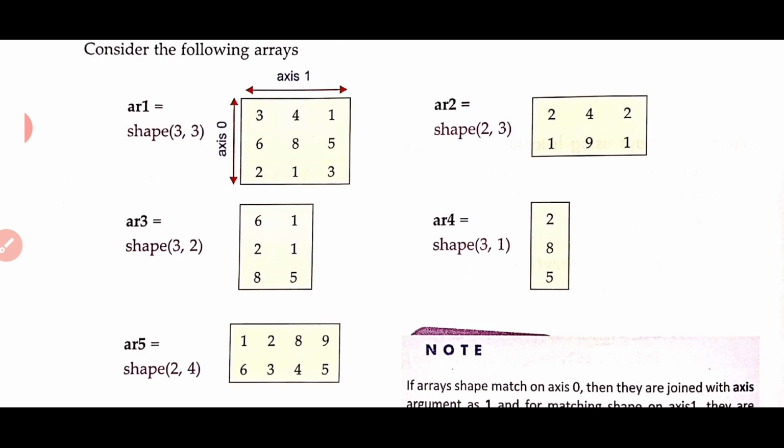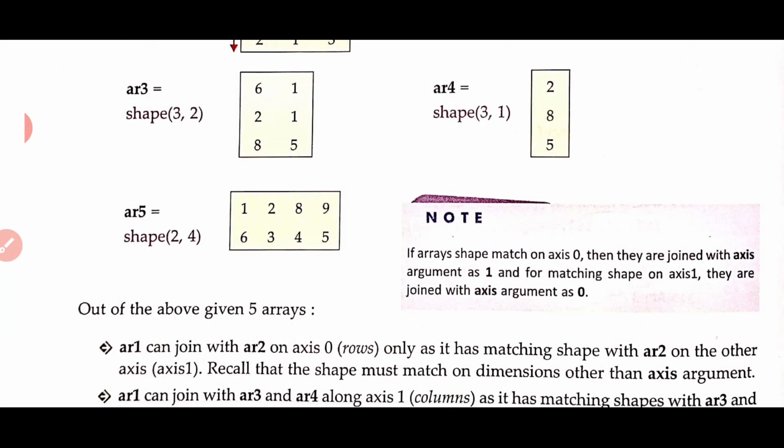AR4, the fourth ND array, elements are 2, 8, 5. So the shape of this array is 3 comma 1, meaning 3 rows and 1 column. AR5 is equal to 1, 2, 8, 9, 6, 3, 4, 5. So the shape of AR5 ND array is equal to 2 comma 4, meaning 2 rows and 4 columns. Just see the note.